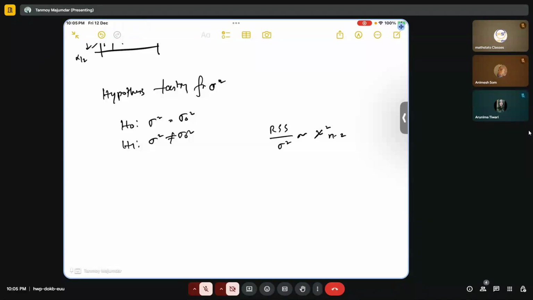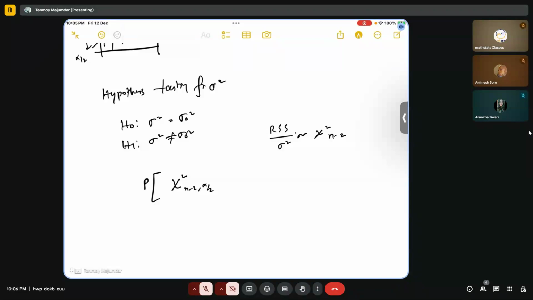Okay, so this is our test statistic. Basically RSS by sigma square is our test statistic, so it will follow a chi-square distribution. So we can write the probability that chi-square n minus 2 comma alpha by 2 is less than or equal to RSS by sigma square, which is less than or equal to chi-square n minus 2 comma 1 minus alpha by 2, equals 1 minus alpha, which I have shown you before also.